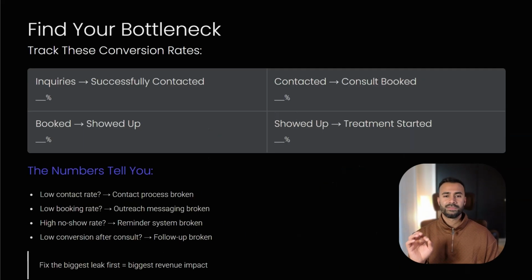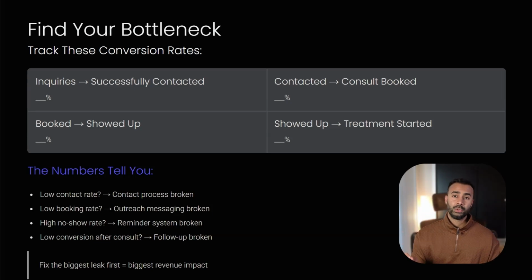So this part here involves some math. As a business owner, you're tracking your revenue, but we need to focus on sales numbers as well. So these are the 4 things that you should be tracking to see where there is a leak in the pipeline. How many inquiries have been successfully contacted? For example, you get 10 inquiries, only 5 have been contacted. That's a 50% rate. Now, contacted to consult booked. Let's say you have those 5 inquiries that have been contacted and only 2 of them booked a consult. That's a 40% contacted to consult.